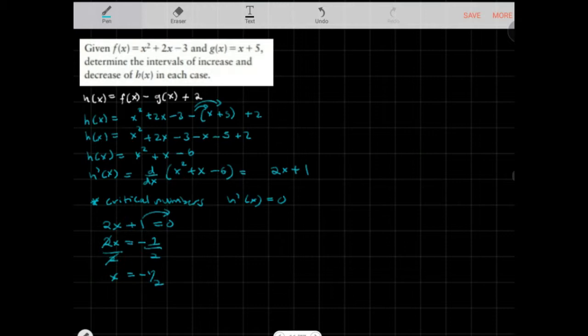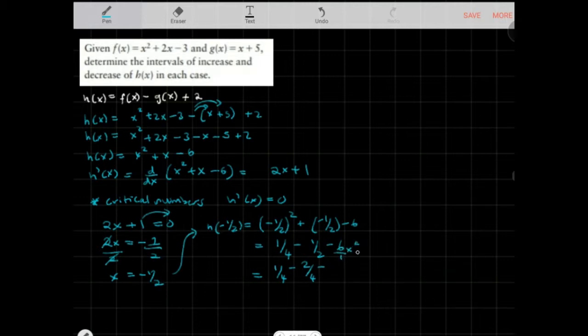To find the y value, you plug this back into your original function, so into your h of x function. h of negative 1/2 is equal to negative 1/2 squared plus negative 1/2 minus 6, which is 1/4 minus 1/2 minus 6. That is 1/4 minus 2/4 minus, changing the 6 by multiplying by 4, 24 over 4. So you get negative 1 minus 24, which is negative 25 over 4. Okay, so h of negative 1/2 is negative 25 over 4.